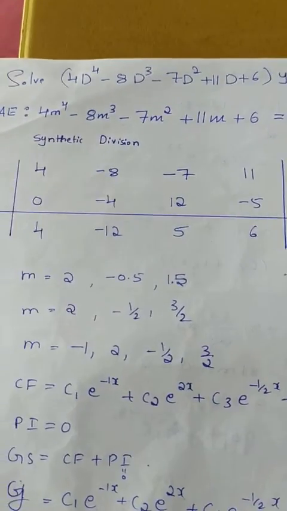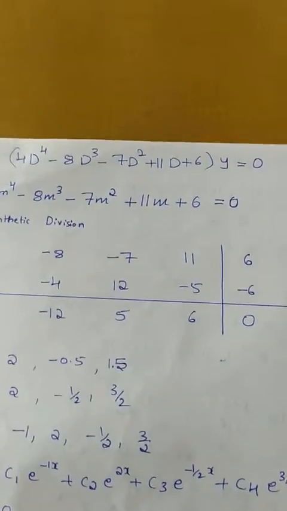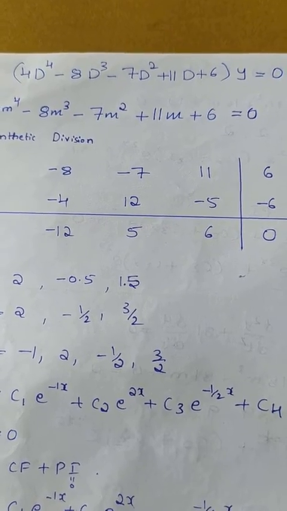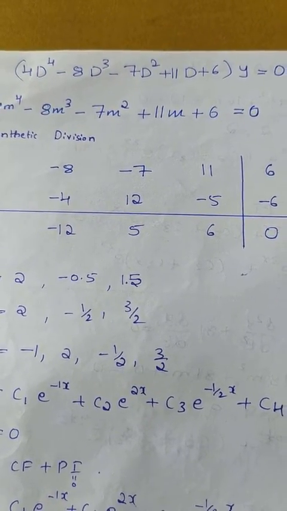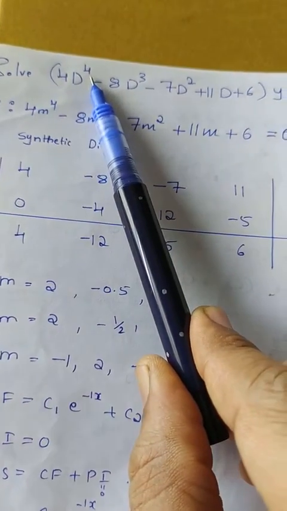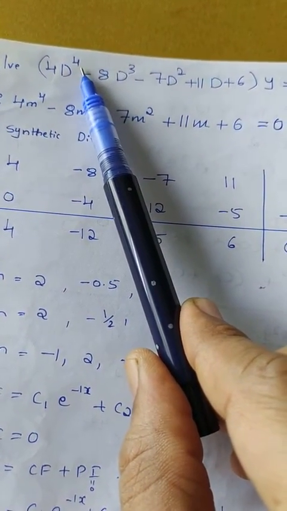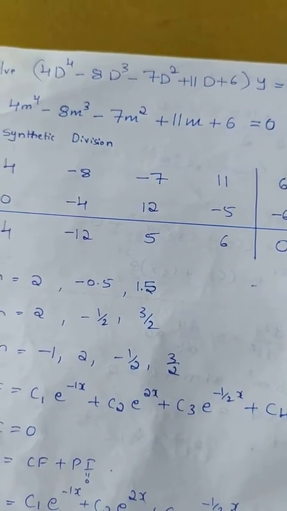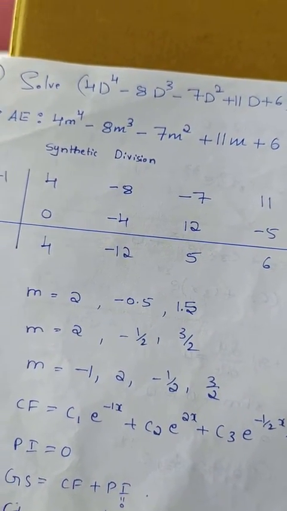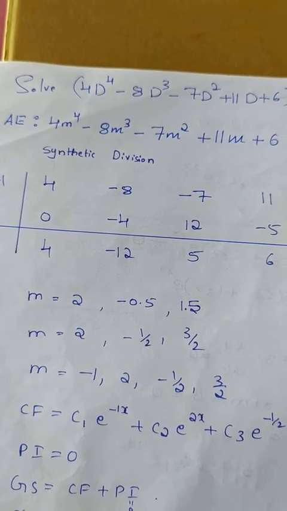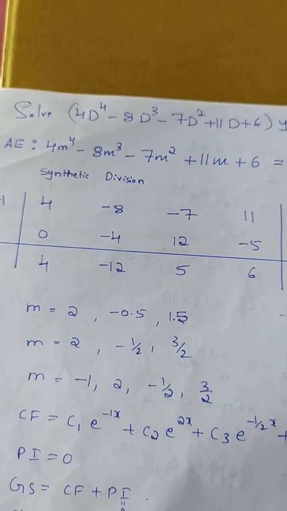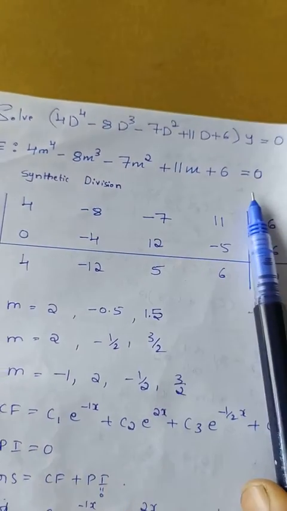See, very important. 4D power 4 minus 8D cube minus 7D square plus 11D plus 6 into y is equal to 0. What is the order? 4. If it is order 4, it is not possible to use calculator. In that case, we have to use synthetic division method. You know how to write the auxiliary equation. See, this is your auxiliary equation.